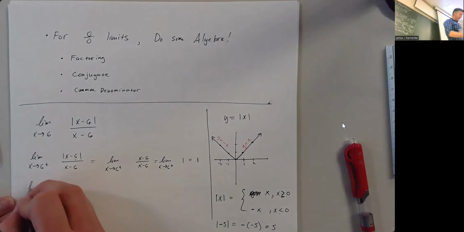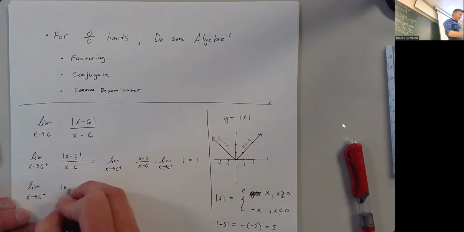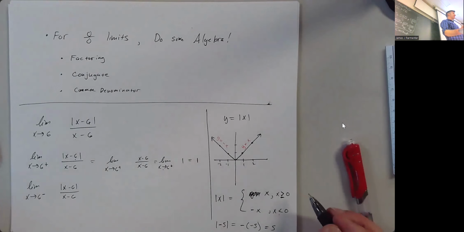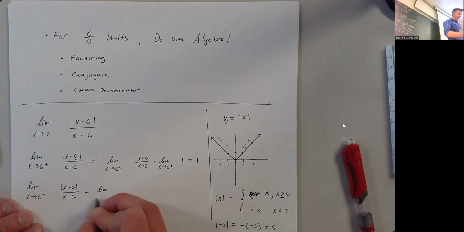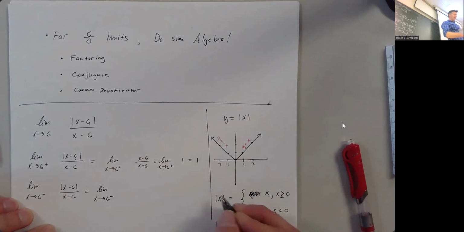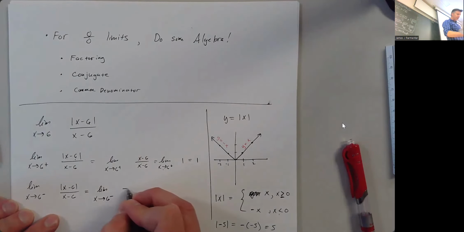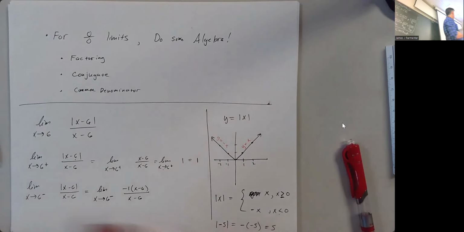Okay, now the left side. If we approach 6 from the left, now x is less than 6. And so x minus 6 is not positive, it's negative. And to turn a negative into a positive, you multiply it by negative 1. So we're going to write the limit as x approaches 6 from the left of negative 1 times x minus 6 over x minus 6.